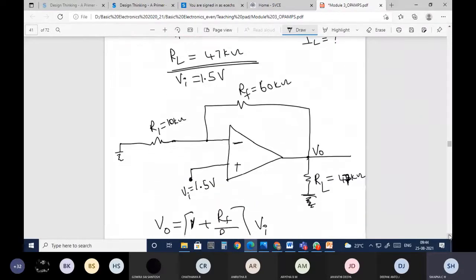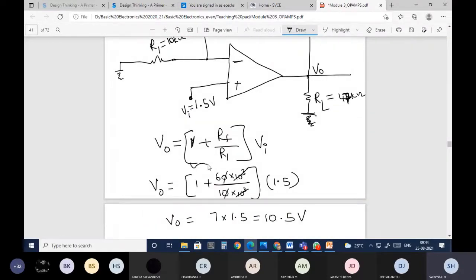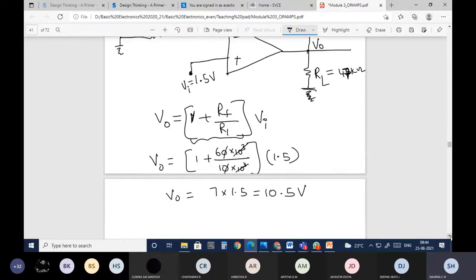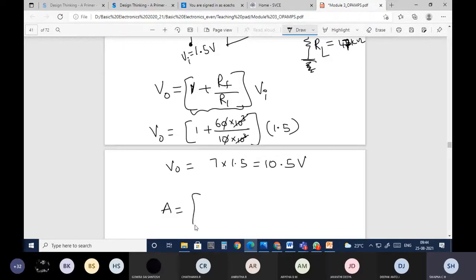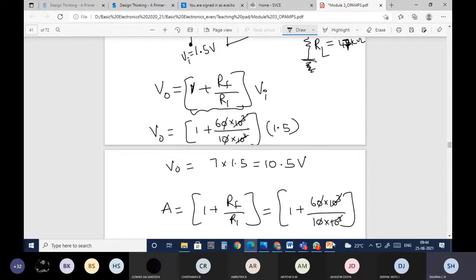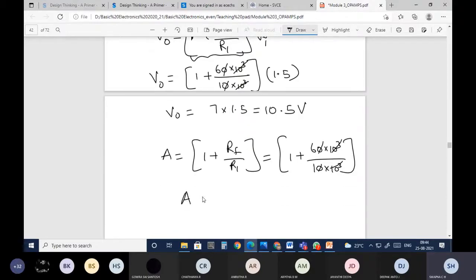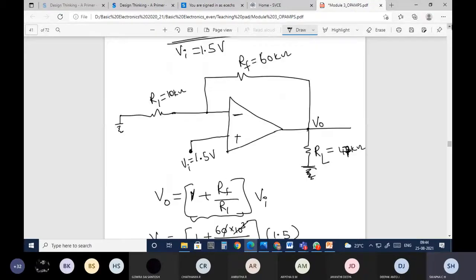I need to find A. A is nothing but the gain of the non-inverting amplifier. So generally we represent this as gain. So A is equal to 1 plus RF by R1, which is equal to 1 plus RF. RF value is 60K, 10 cube, divided by 10 into 10 cube. So this will get cancelled. Your gain A is nothing but 7.